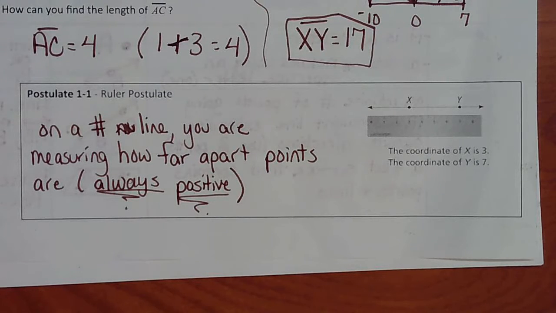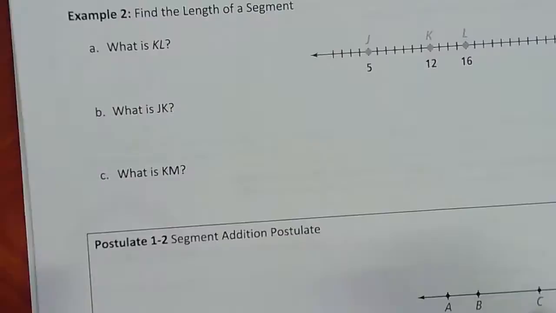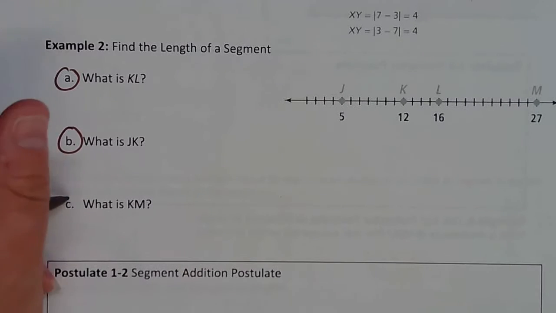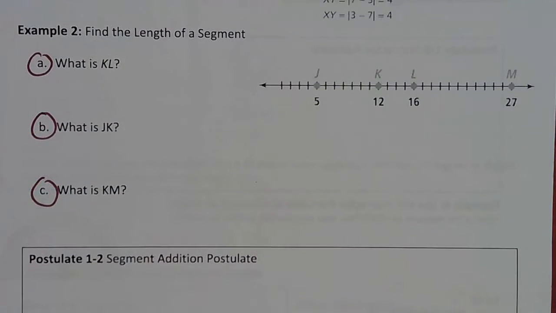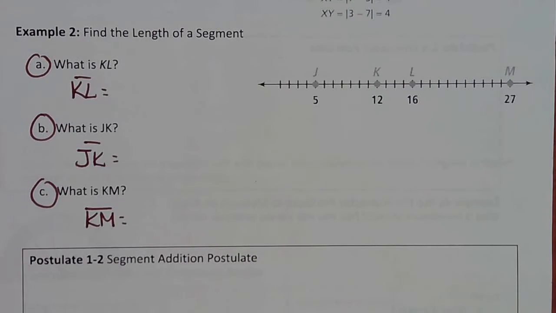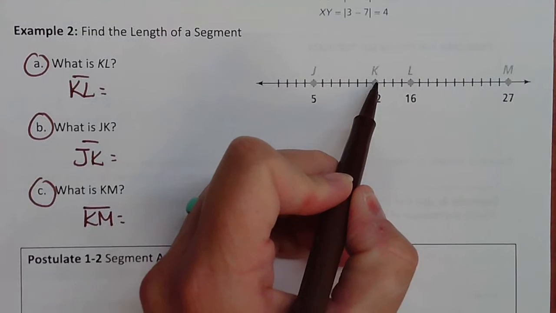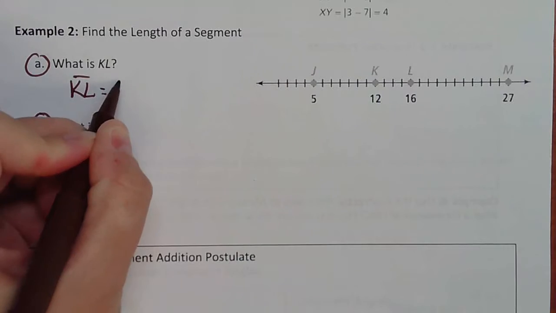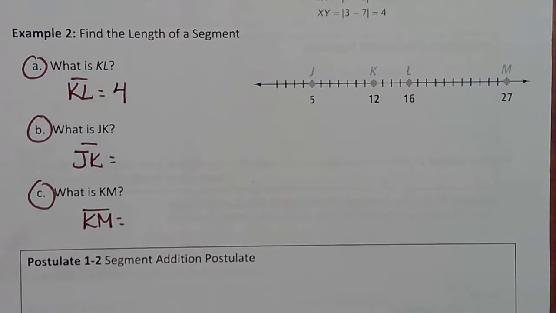All right, flip the page, and I want you to try example 2. We're going to skip the top part there, but I want you to try example 2, part A, B, and C on your own. I want you to find the length of those segments. They didn't put the little segment mark over it, which I'm not happy about, but find the length of those segments. So from K to L, you go from 12 to 16. And if you count, you go 1, 2, 3, 4. Or if you go 16 minus 12, it's 4. Any questions on that?